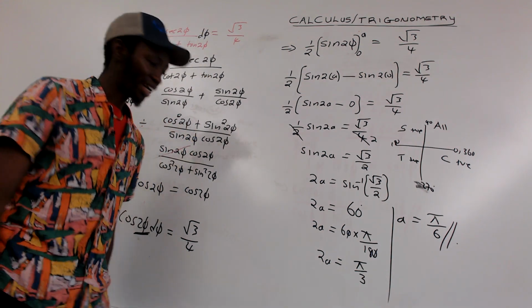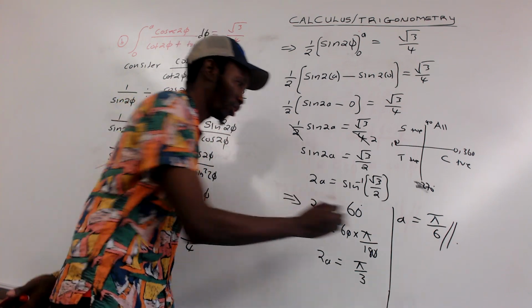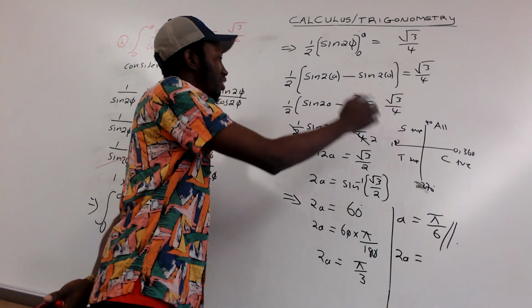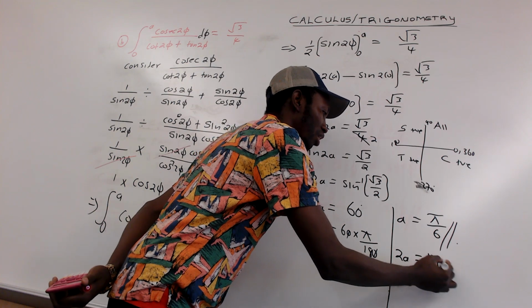We can as well go on to find the other value of A. We take this value from this point. We also say 2A is going to be 60 degrees. Since it falls in the second quadrant, from 90 to 180, we subtract: 180 minus 60.